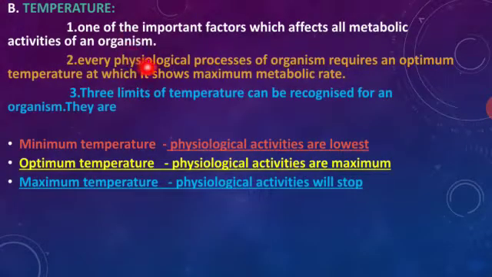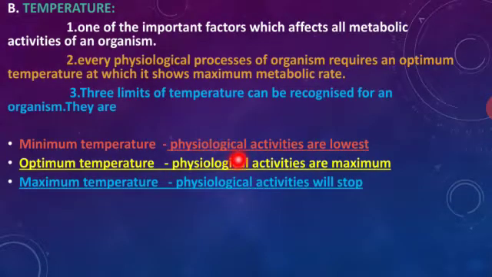Second factor is temperature. It is the most important factor. Almost all metabolic activities are affected by temperature. So every physiological factor requires an optimum temperature, a particular temperature. Based on that, temperature can be classified into three: minimum temperature, optimum temperature and maximum temperature.